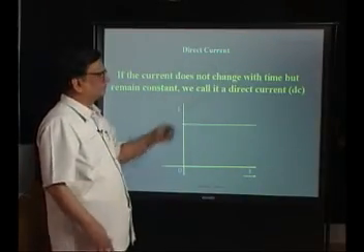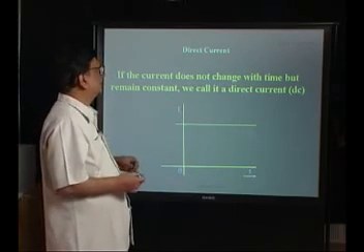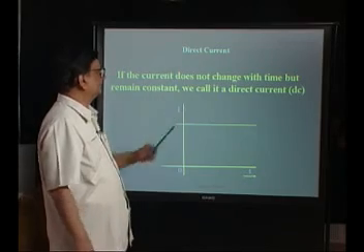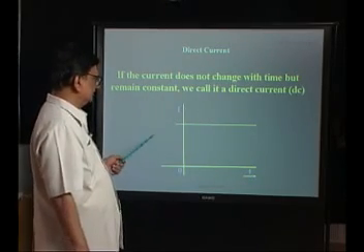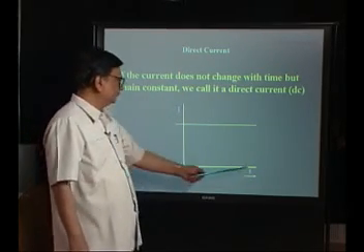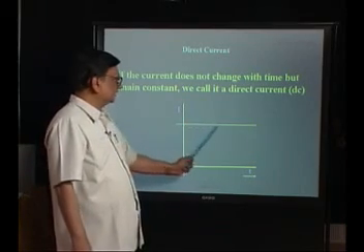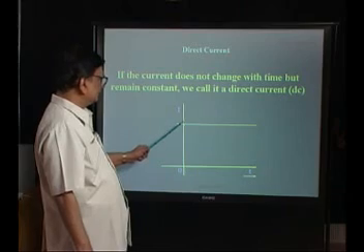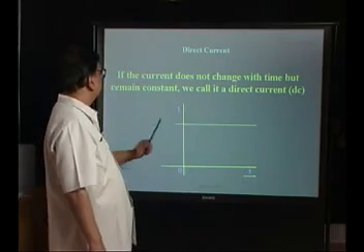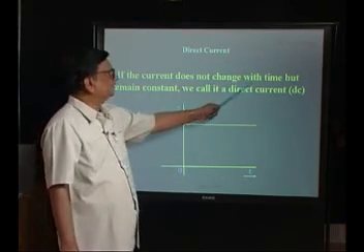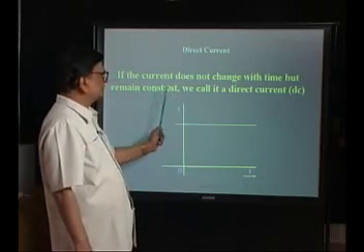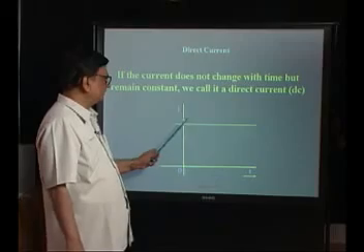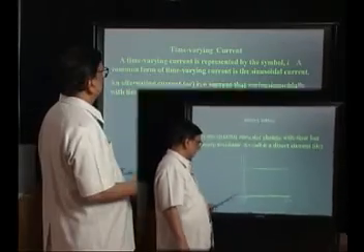There are two types of currents, we already know what they are. One is called direct current and the other is alternating current. What is a direct current? Suppose with time the magnitude of the current is not changing and the direction is not changing, we say it is a direct current. So, if the current does not change with time, but remains constant, we call it a direct current. Usually the abbreviation we give for that is DC.